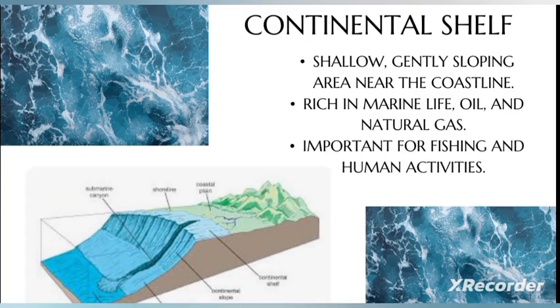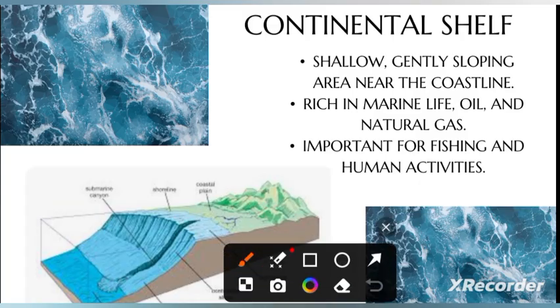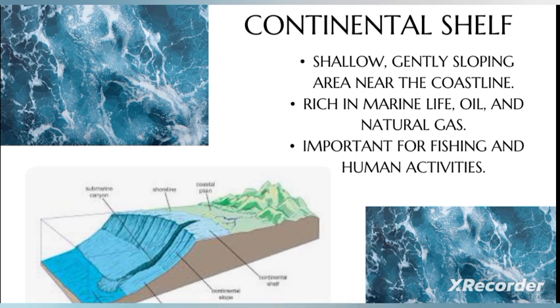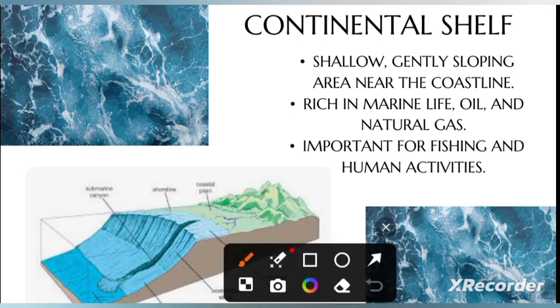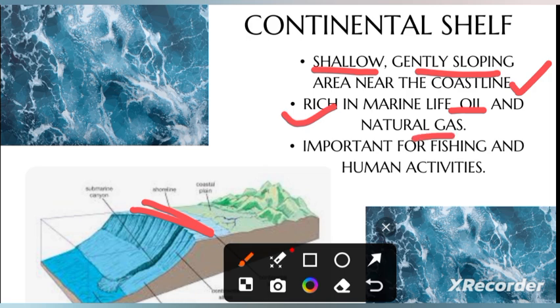Okay, so now let's explore the continental shelf. This is the area of the continental shelf, right? You find it near the coastline, and in this area human activities are going on, the scenic beauty, and tourism occurs due to this place, right? So how does it look? It's a shallow, gently sloping area near the coastline, rich in marine life, having oil and gas reserves, right?